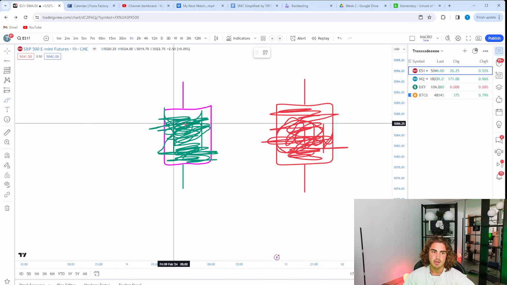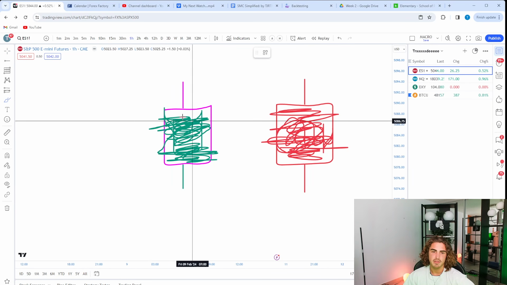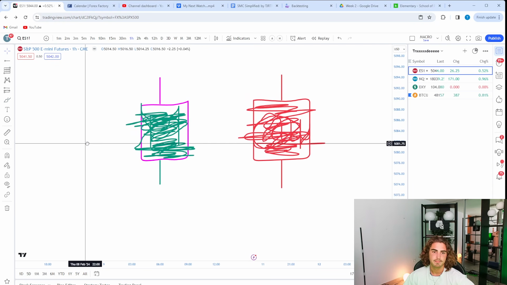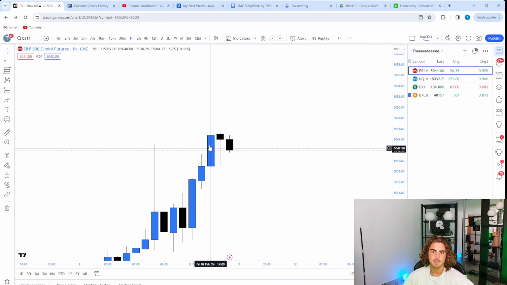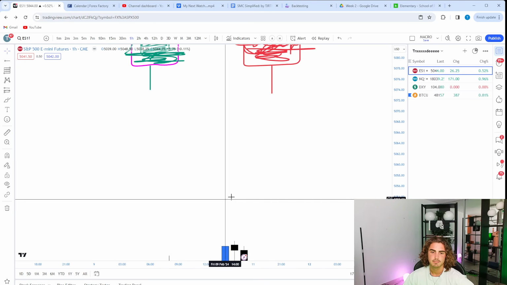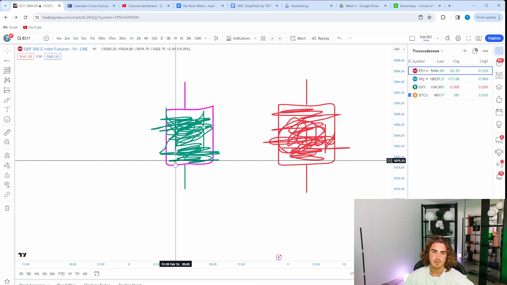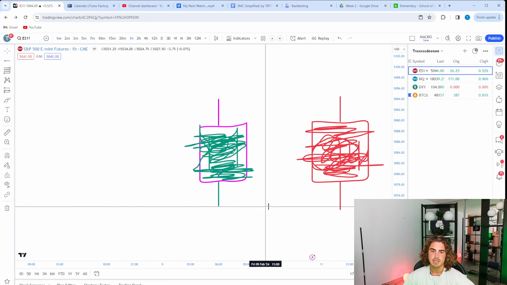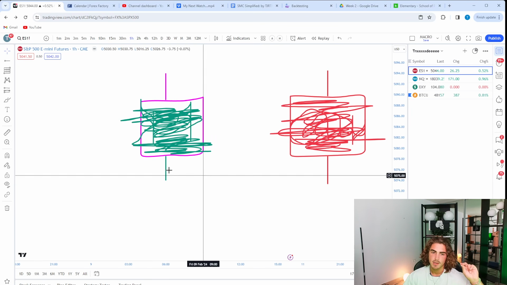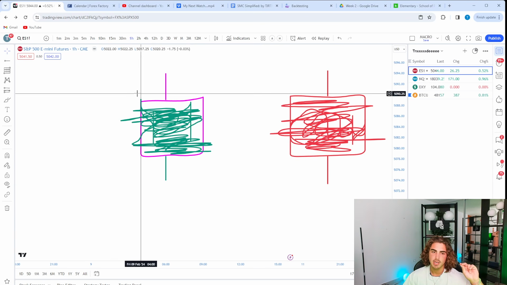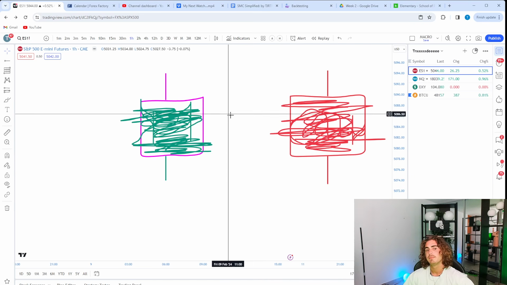So this solid filled in part of the candle is called the body. If we scroll down here, everything that's blue and up, it's the body. Everything that's green and up is the body. And the body tells us 2 things. It shows us where price opened, and it shows us where price closed.